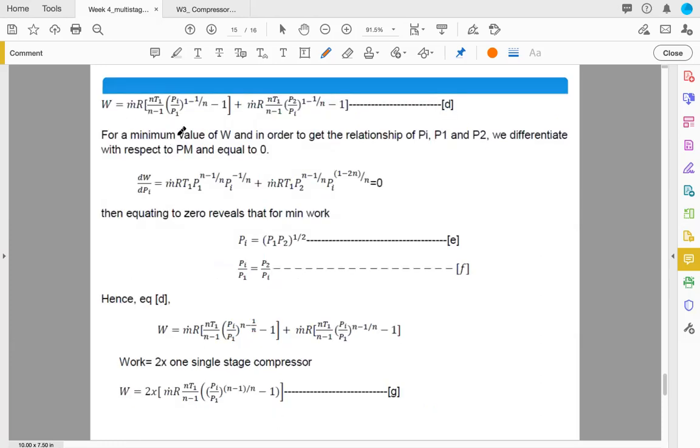For a minimum value of work, and in order to get the relationship between PI, the intermediate pressure, P1 and P2, we differentiate with respect to PI and equate to 0. So we differentiate this work with PI. We can get this equation, and then equating to 0 reveals the condition for minimum work. So let's simplify it. Before that, we know that this is isothermal. So when we simplify this equation, we get equation E. And we further simplify it, we know that PI over P1 equals P2 over PI.